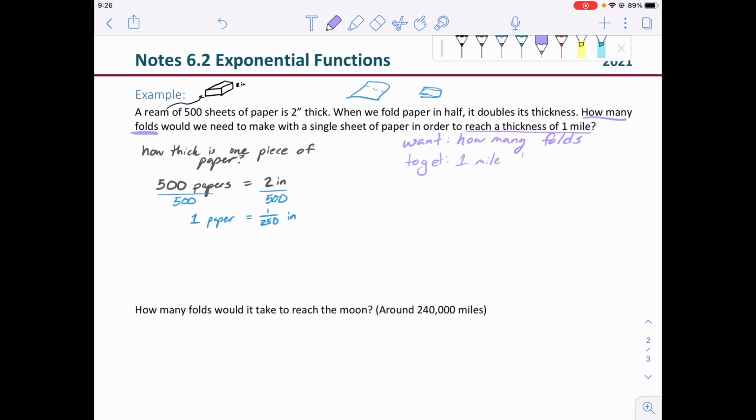1 mile thickness. Well, we already have an issue because we don't have units that match. We've got a mile and inches, so we're going to convert this mile into inches. So 1 mile is 5,280 feet.